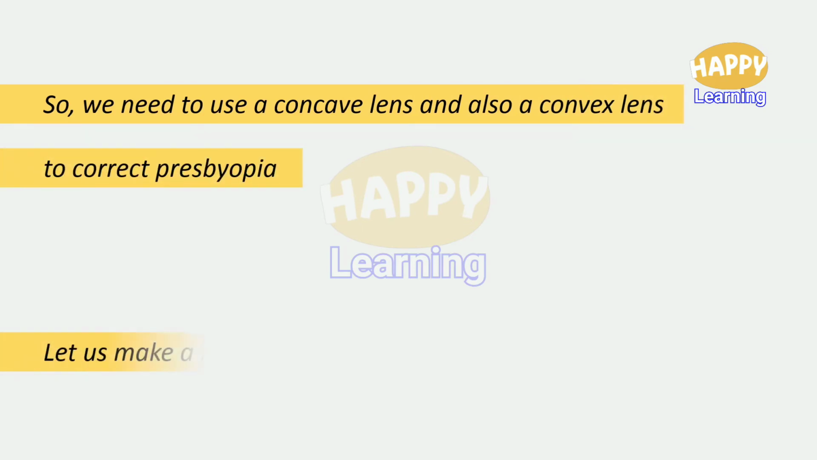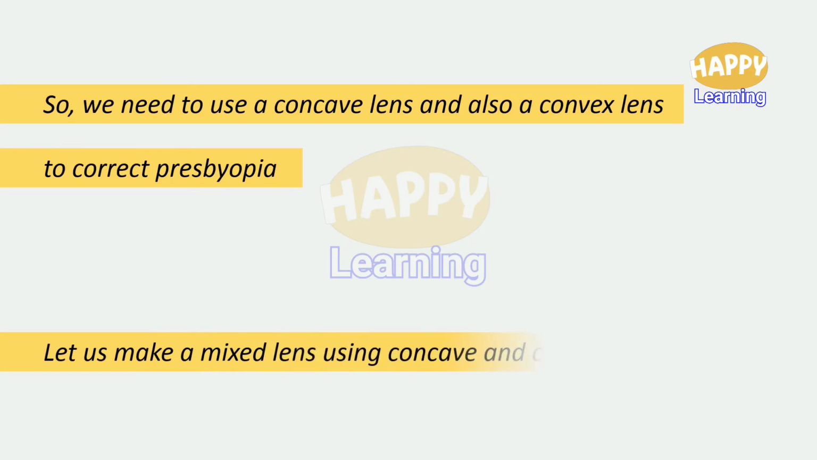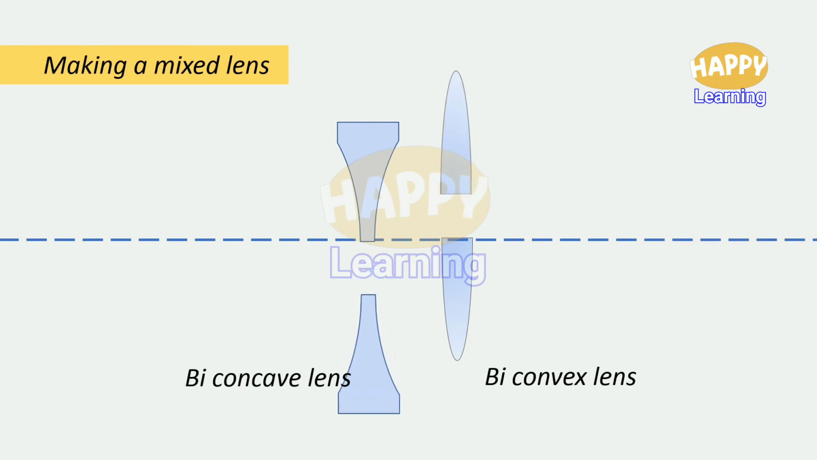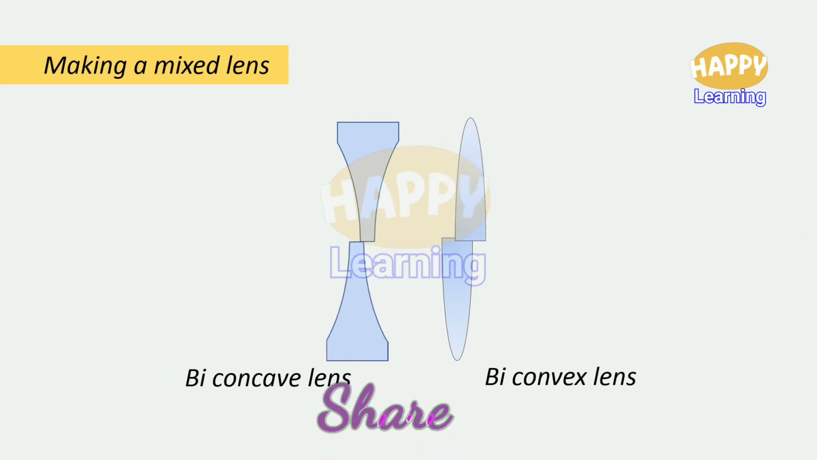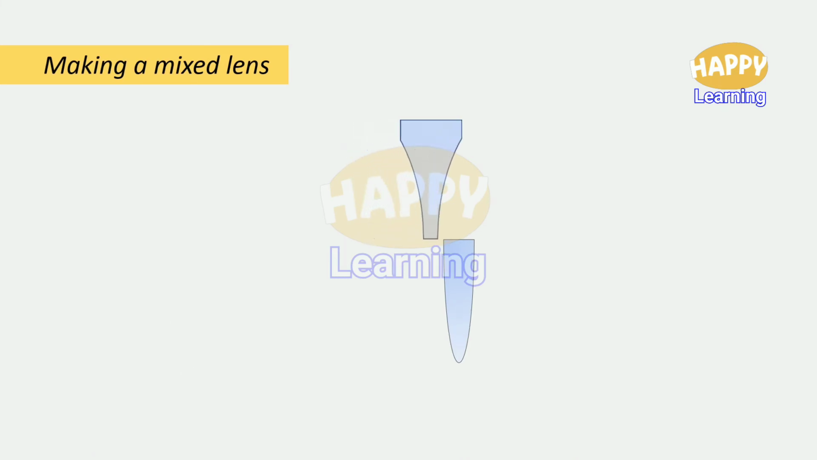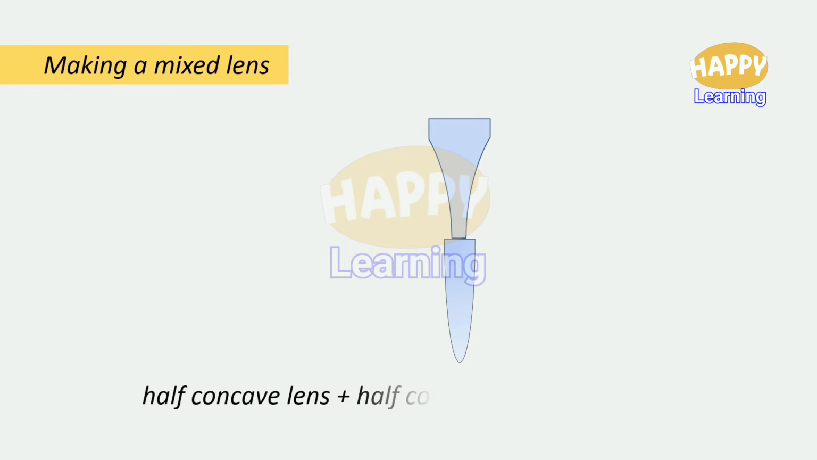Let us make a mixed lens using concave and convex lenses. Making a mixed lens. This is a biconcave lens and this one is a biconvex lens. Cut it into halves. Take half from concave and half from convex and fix these two pieces as shown here. Half concave plus half convex gives a mixed lens.